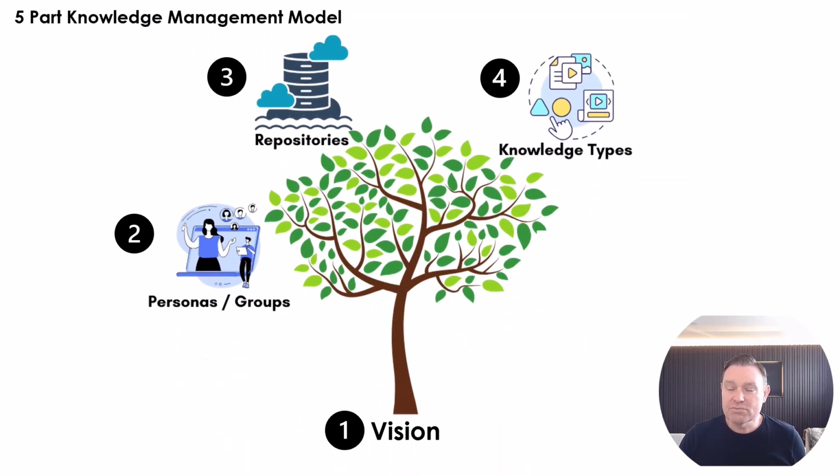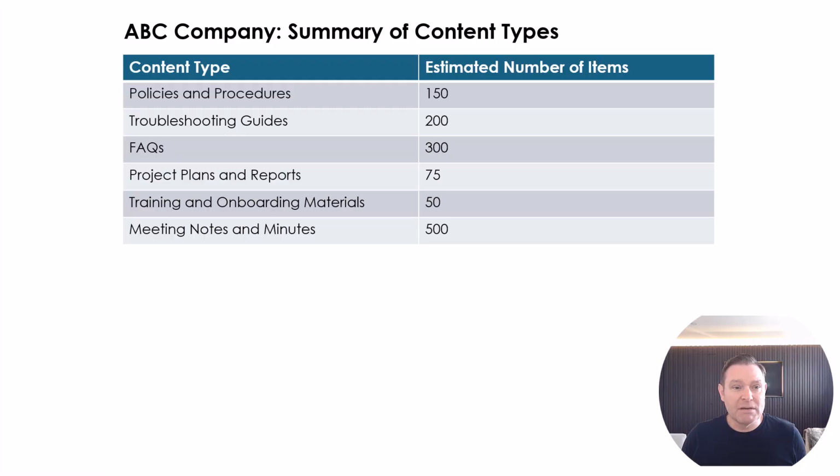Number 4 is really around your knowledge types. So knowledge comes in many formats. So understanding the types that work best for your audience and use case. So everything from short form FAQs right through to how-to videos or screenshots. You need to be very intentional about where your knowledge and your effort is spent.